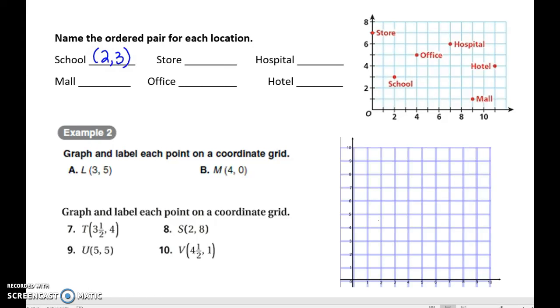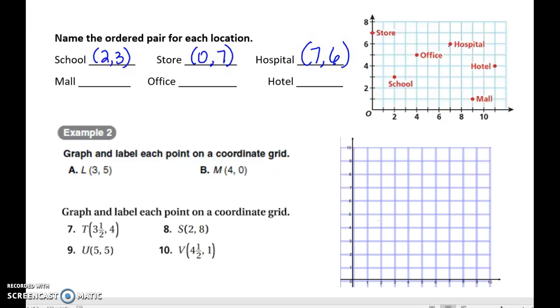Then I'm going to my store. Now sometimes people find this one tricky because they don't know what to write first because they didn't move off of the 0. If you didn't move off the 0, then that's your X. And then you're going to go up to 7. So 0, 7. Hospital, I went over 7, up 6.